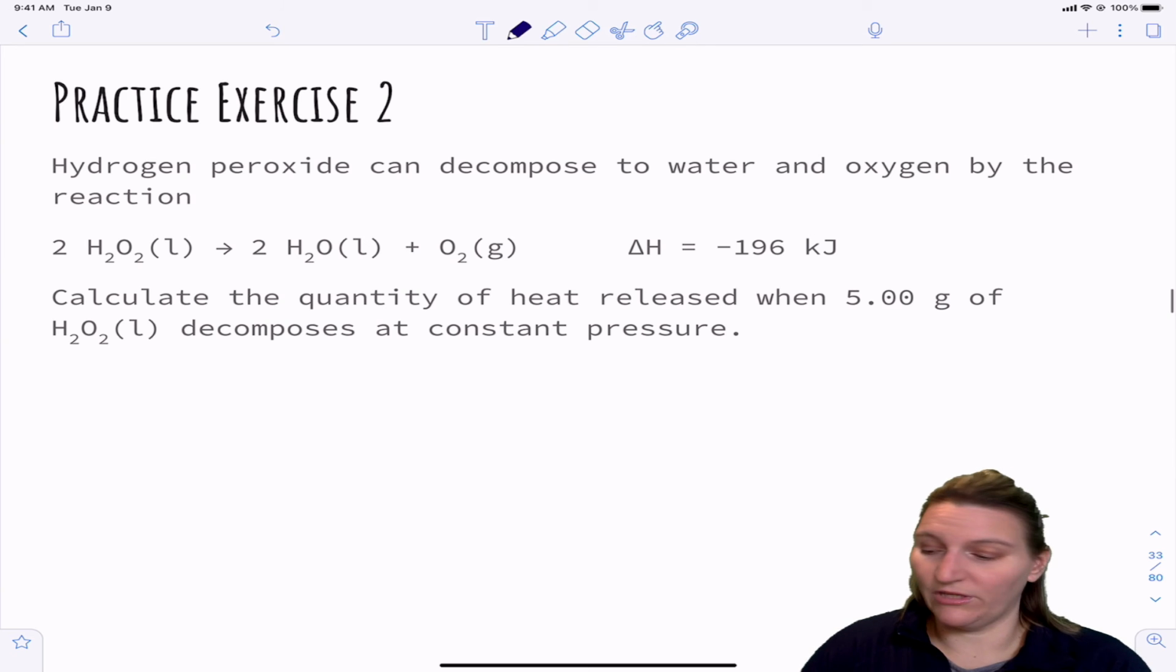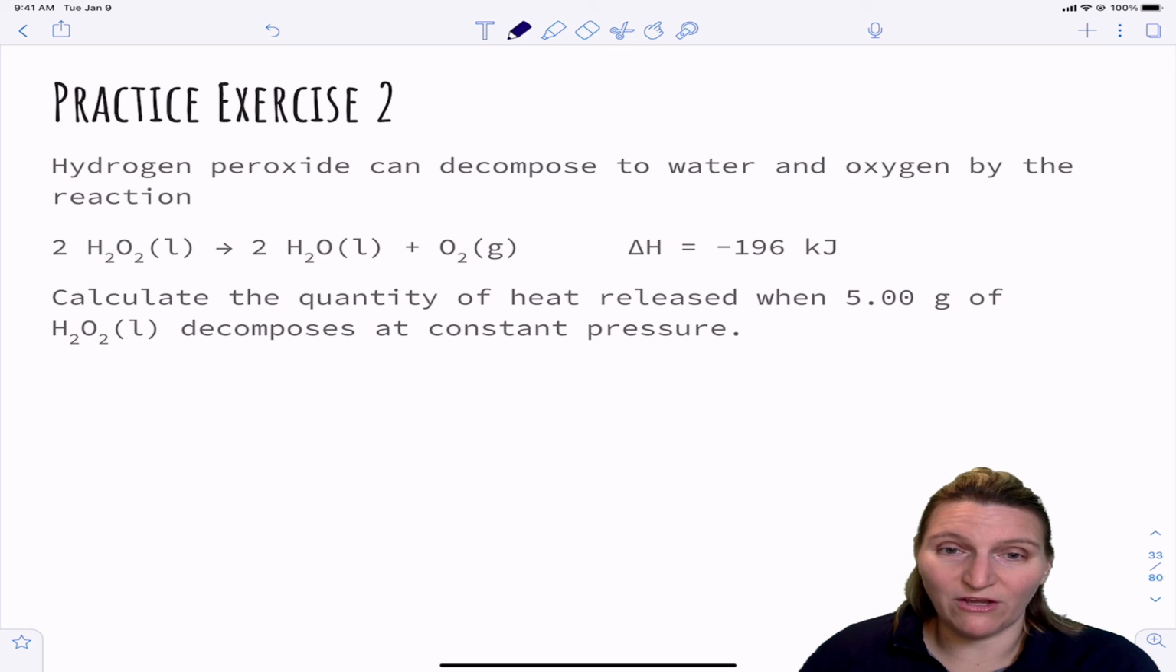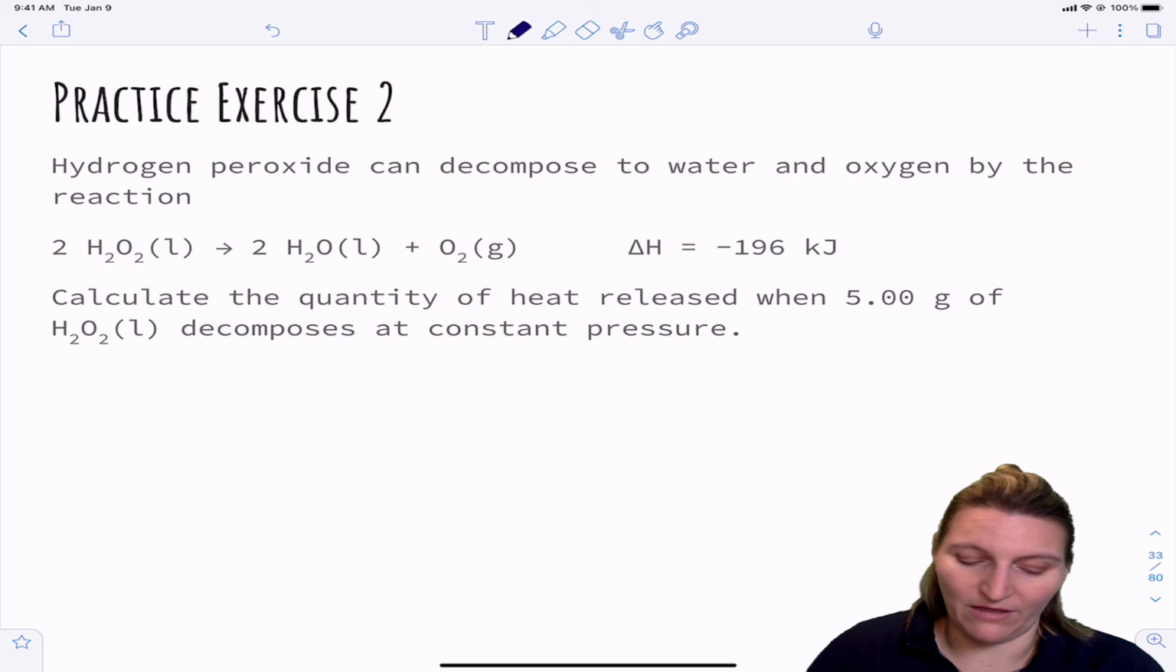And then practice exercise 2. This is another one. If you think you got this, pause this, try this on your own. This is how we would do it if we were teaching this in class. I would make you guys try this one on your own, and then we would go over the answer together.